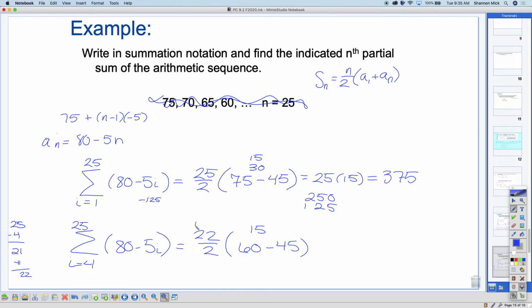So then I have 11 times 15 is 165. Wait, what number below that 21 on the left? Plus 1. See, it keeps writing wrong.